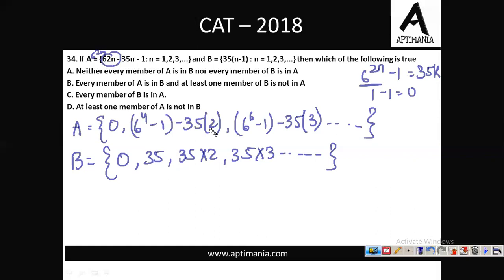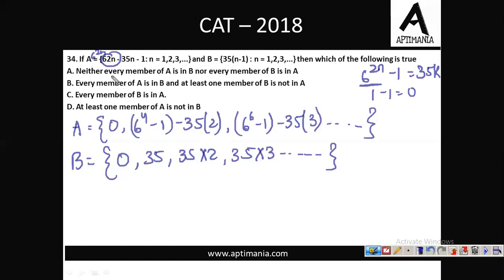So again, A will contain values which are multiple of 35, but A will not contain all the multiples of 35. A में जो भी value होगी वो 35 का multiple तो होगी, but A में 35 के सारे multiples नहीं आएंगे, right? So in that case, looking by option, the first option is neither every member of A is in B. गलत, because A के जो भी values है वो 35 का multiple है, तो वो B में तो surely आएगा ही आएगा.